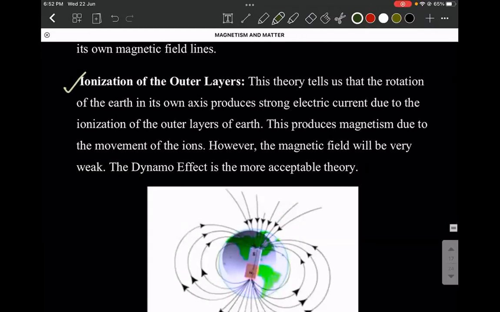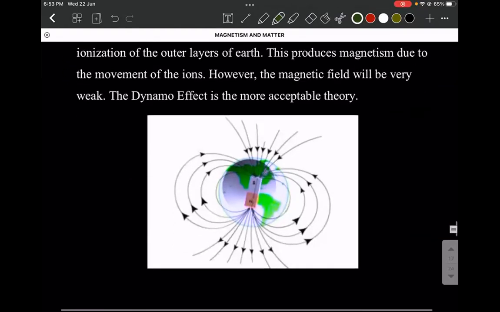So if this is the Earth, the outer layer of Earth, there are certain layers, there will be some wind and all other things. Due to the rotation of Earth, the wind particles will get ionized is what they are saying. And those ionized charged particles, when they are set into rotation, will have some electric current. And that electric current would induce magnetism is what this theory says. Okay, sir.